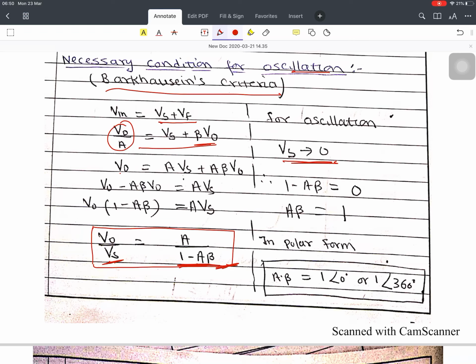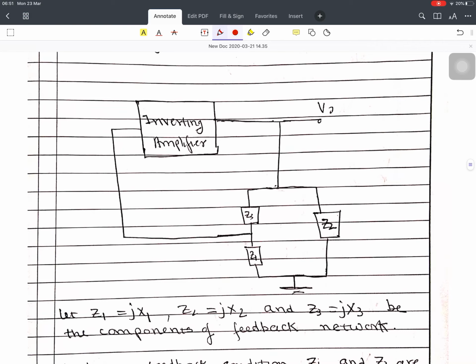Now LC oscillators are one in which feedback circuit will consist of inductor and capacitor. So this is the block diagram of LC oscillators. Here I am using inverting amplifier and feedback network, which consists of three terms, Z1, Z2, Z3. All three of them can be inductor or capacitor.